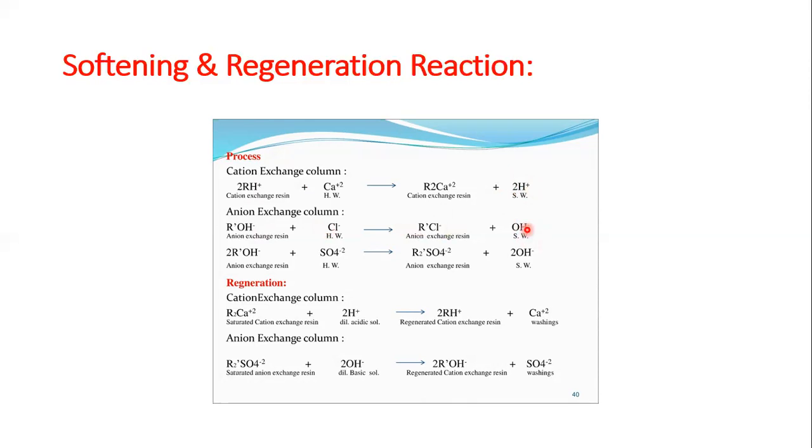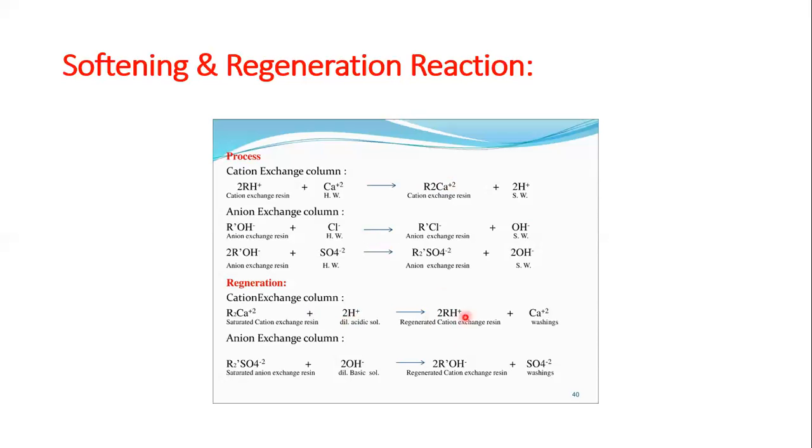Again, similar to the zeolite process, when a sufficient amount of water is passed through the bed or through the resin, it gets exhausted or saturated. So again, a process of regeneration is needed. Cation exchange resin is regenerated by using dilute HCl, the acidic solution, while the anion exchange resin or column is regenerated by using the dilute basic solution. This resin is called a saturated cation exchange resin, which is going to react with the acidic solution.